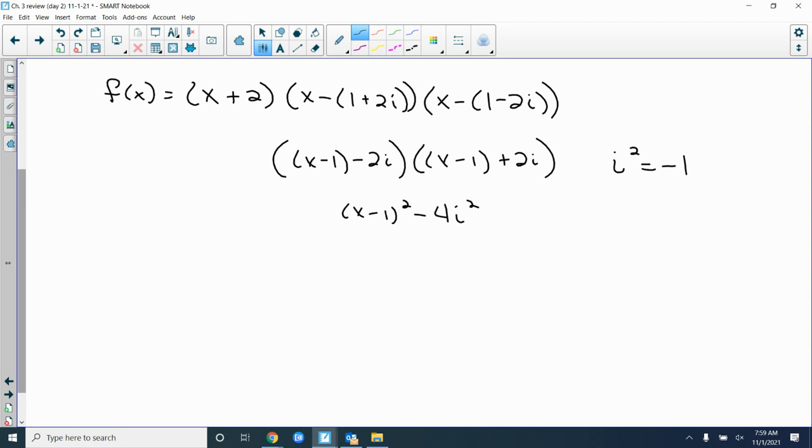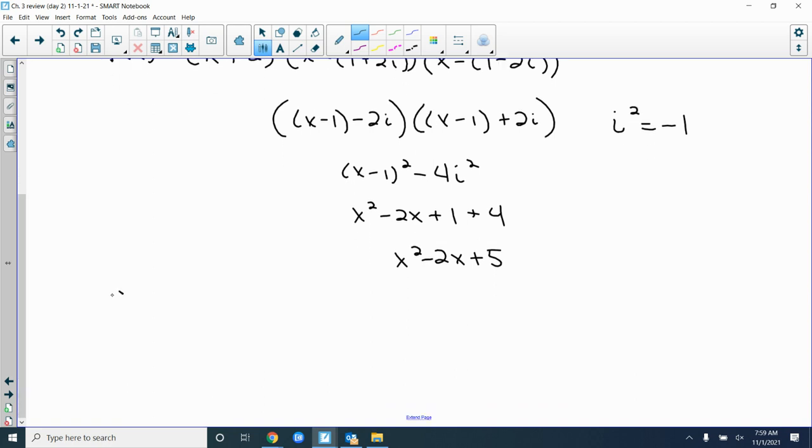And so this simplifies to x squared after I FOIL, minus 2x plus 1. And then minus 4i squared becomes plus 4. And so you're going to be left with x squared minus 2x plus 5. And don't forget, you still have that x plus 2 in the front. So you get x squared minus 2x plus 5. All right, go ahead and multiply those two together. So you want to finish that.